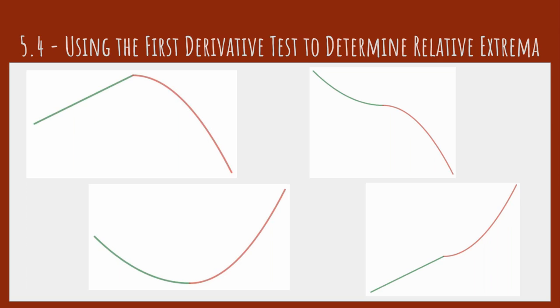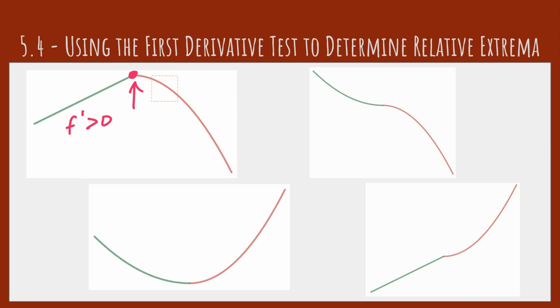So if we look at the first graph here and this point right here where we change from the green graph to the red graph, we've got a relative maximum there. If we look at this from a calculus perspective, to the left, the green part of the graph has a derivative that's positive because the graph is increasing. To the right, we have a derivative that's going to be negative because the graph is decreasing. So what happens at this point right here is the derivative actually changes from positive to negative because the graph is changing from increasing to decreasing.